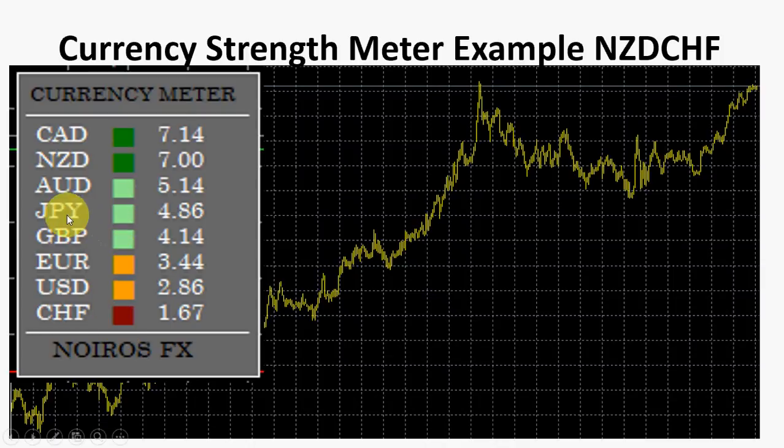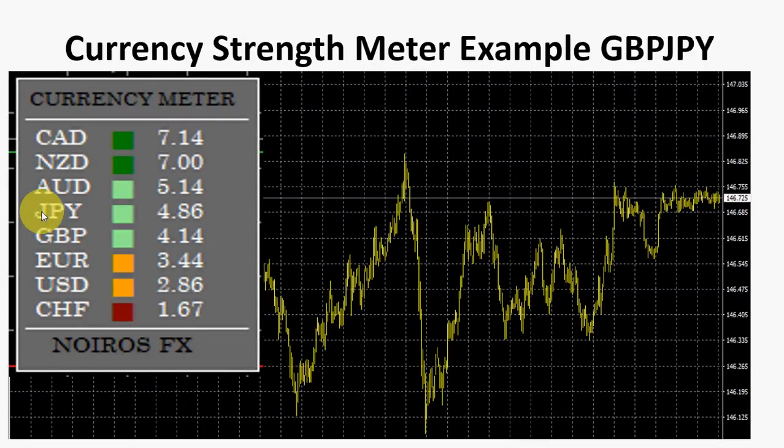Now, the last example is between Japanese yen and British pound. Look at the two of them. One is 4.86, the other one is 4.14. So you see there's not much difference in the strength. They are similar strength. So if you go for GBP Japanese yen, what kind of chart will you expect? Uptrend chart, downtrend chart, or sideways market? This is what you will get: a sideways market.